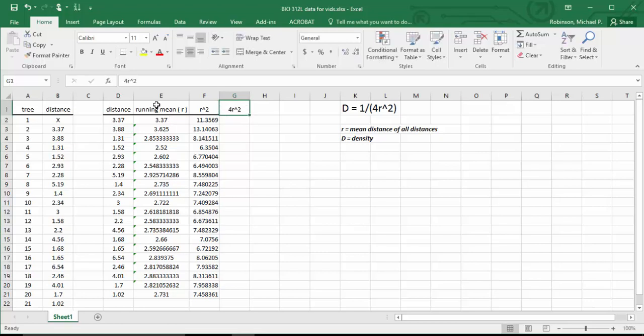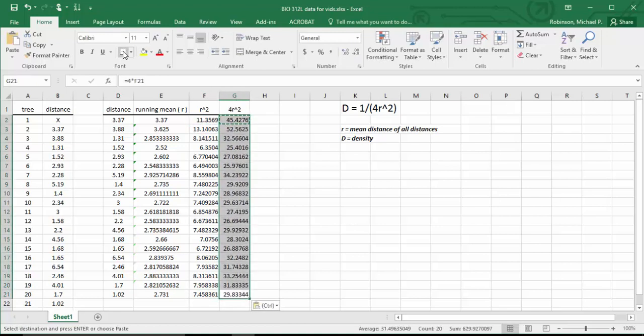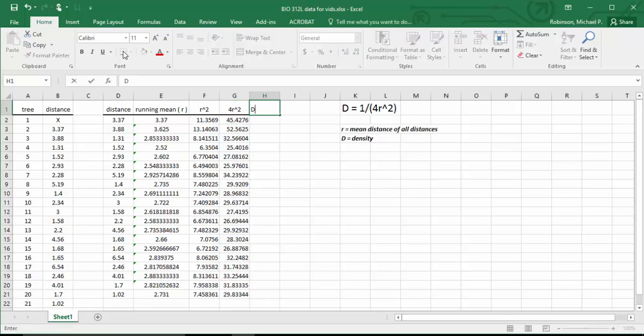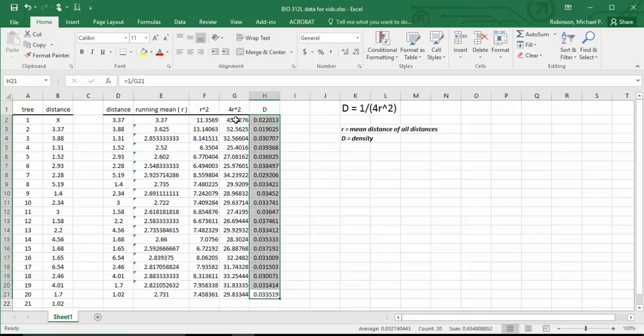It's simply a matter of equals 4 times the asterisk, that value, and that is going to be our 4R squared. And then let's calculate D. And what is D? D is, per our equation over here, 1 over 4R squared. So it's going to be equal to 1 divided by that. Copy, paste it throughout. That's our D. Right? That's the thing that we're most interested in.